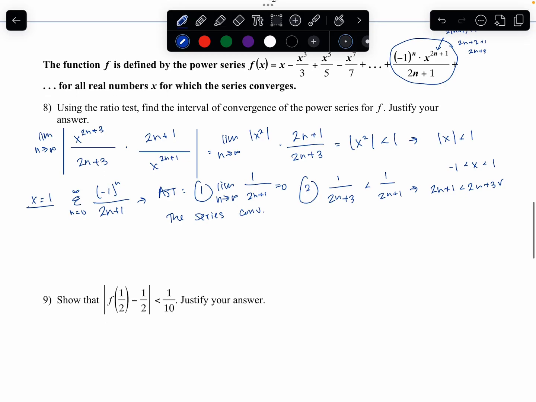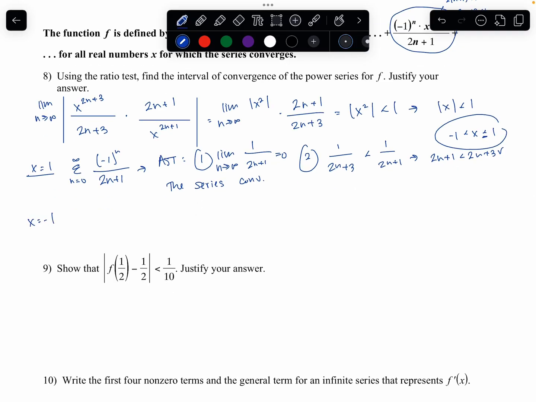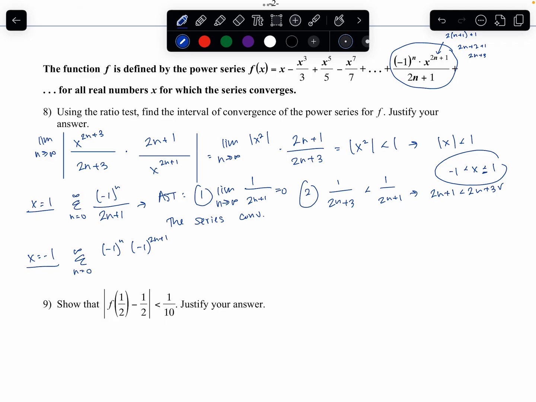Series converges. So we're going to include 1 in our interval. Now we do need to check -1. So at -1, we'll get the series n equals 0. So we have -1 to the n, and then we're going to have -1 to the 2n plus 1 over 2n plus 1. Now, because they have the same base, I can add these exponents. So that's going to be equal to the series n equals 0 of -1 to the 3n plus 1 over 2n plus 1.